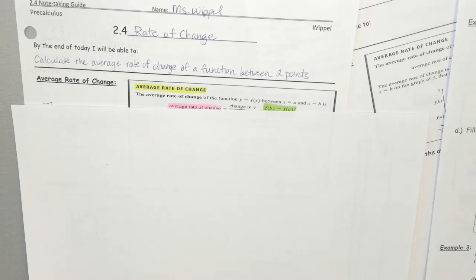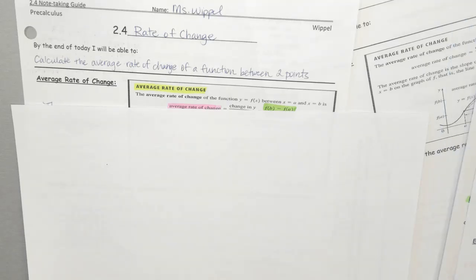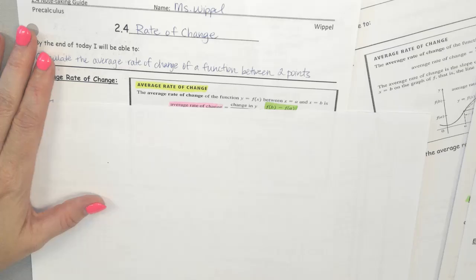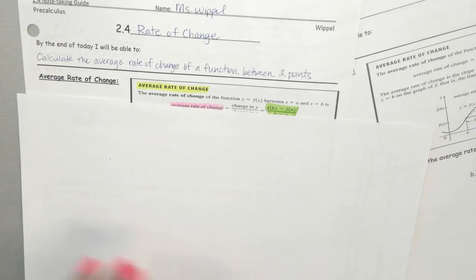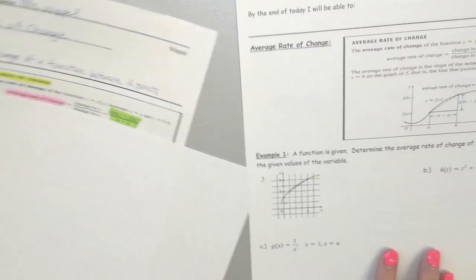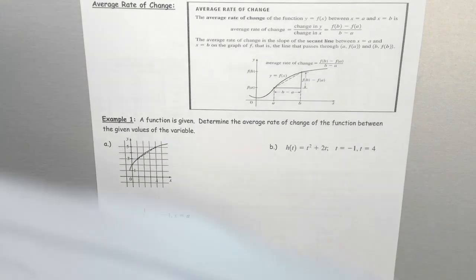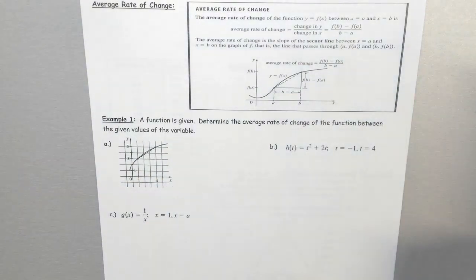All right, so today we're doing the rate of change. We're calculating what is called the average rate of change of a function between 2 points, which you have done with linear functions for years now. You've been calculating the slope on those. Okay, so when you're finding the average rate of change, it is going to be very similar to your slope.